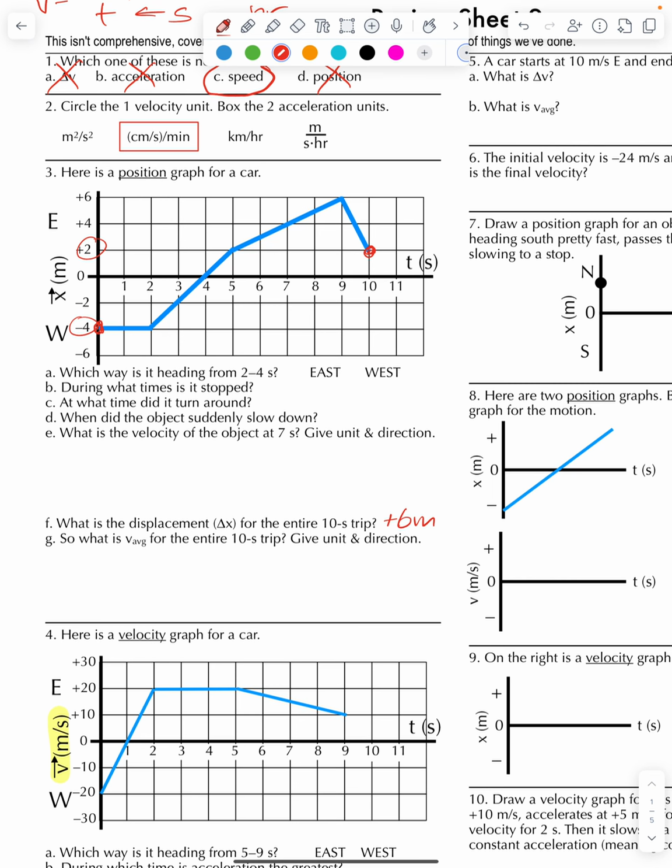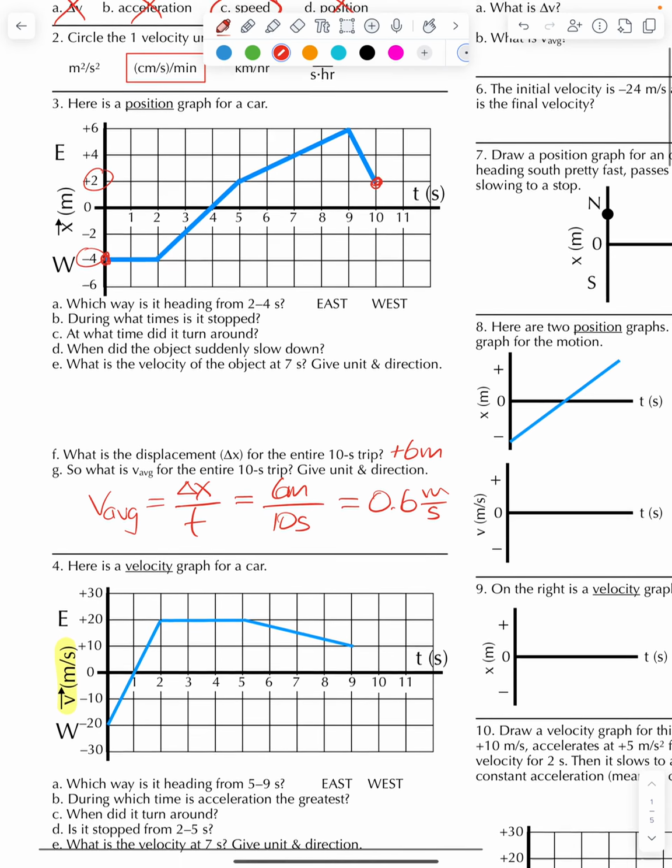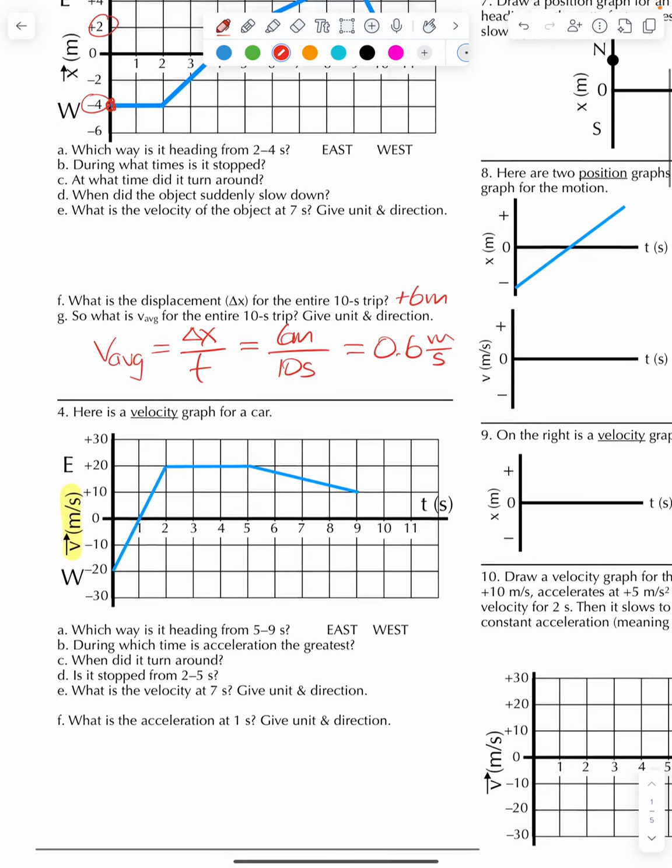So what is the average velocity? Remember, the average velocity, you'll have written all these equations down, is the displacement over the time. So that's going to be positive 6 meters, but you can leave out the positive, over the 10 seconds it took, or 0.6 meters per second, or 0.6 meters per second to the east. Okay, that was a good little review there.